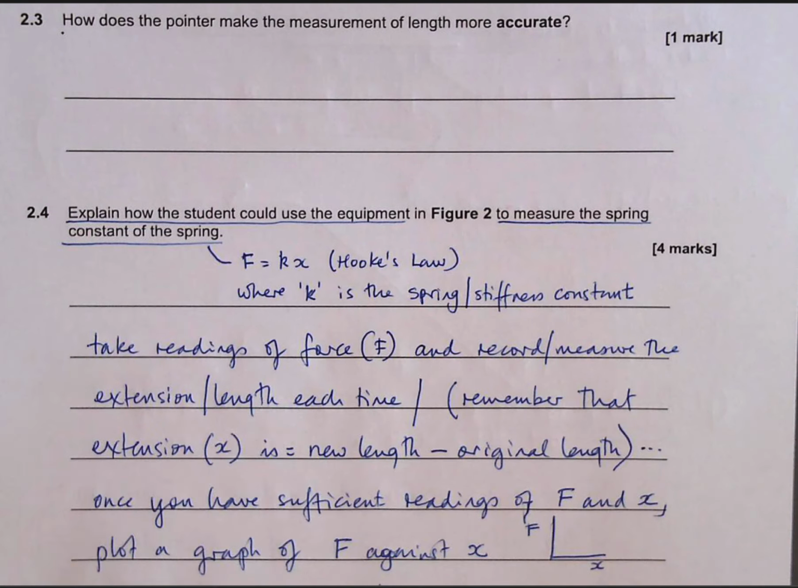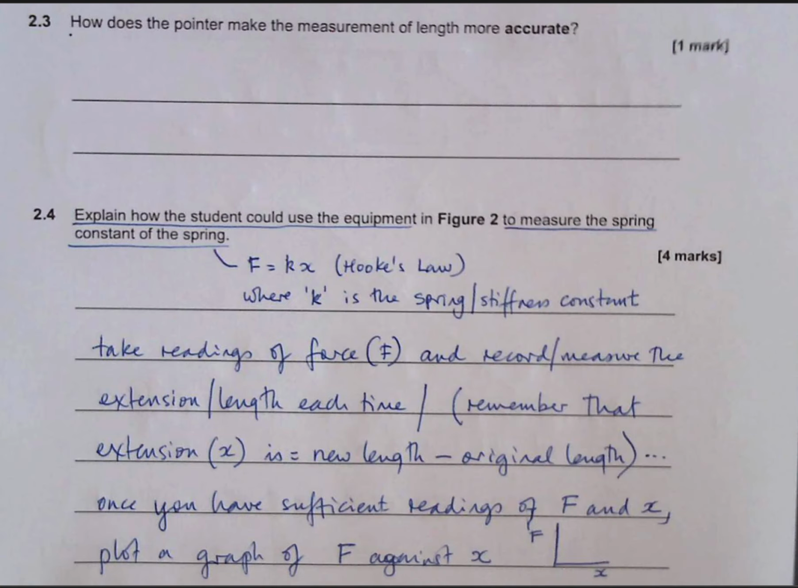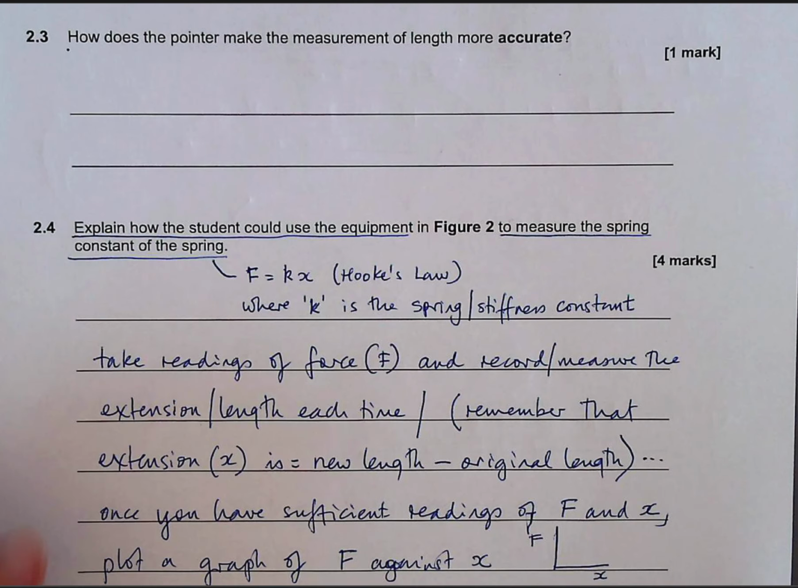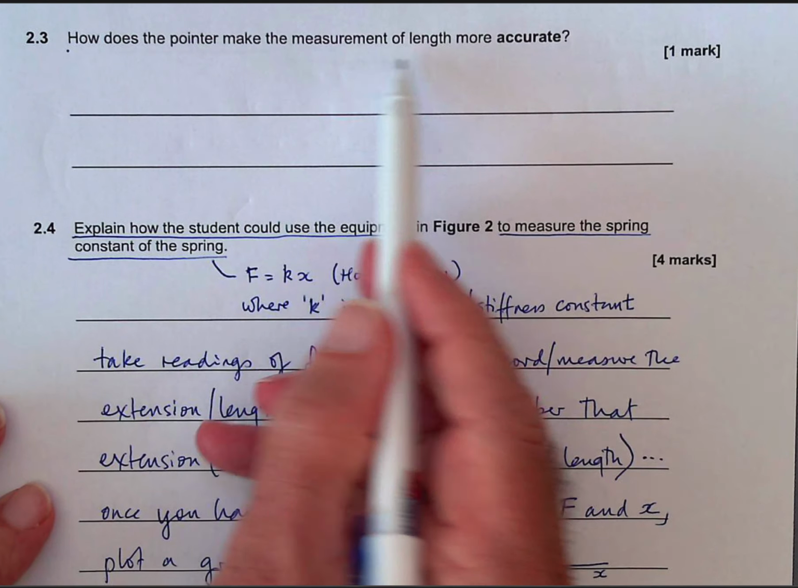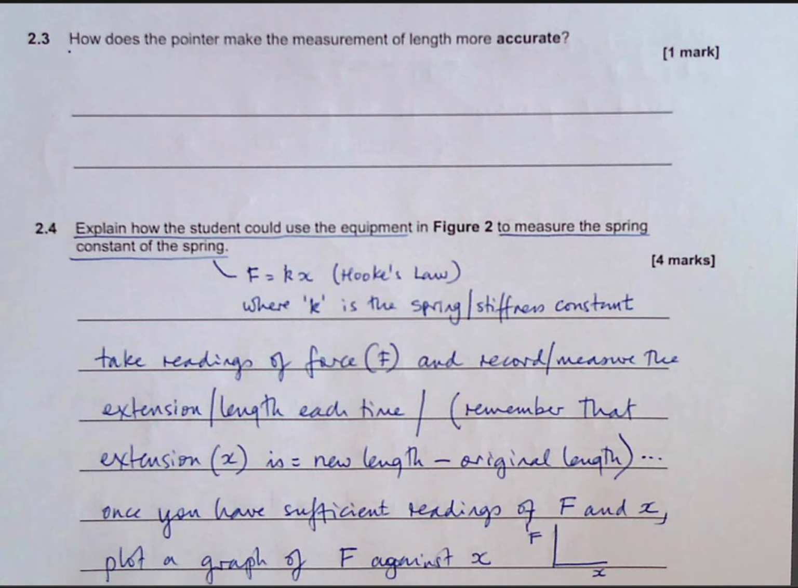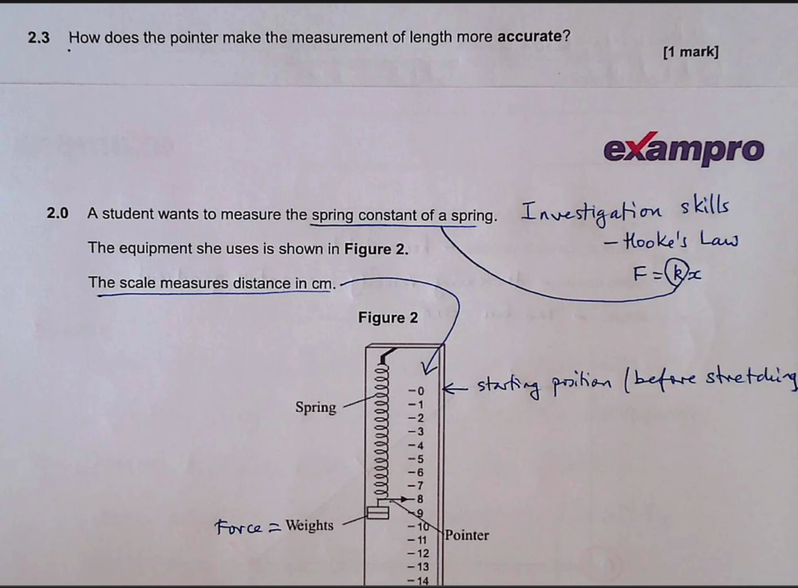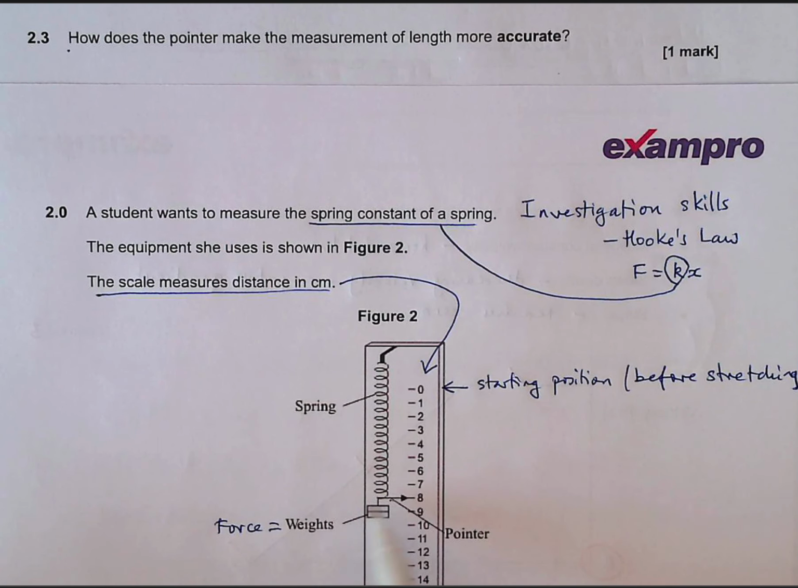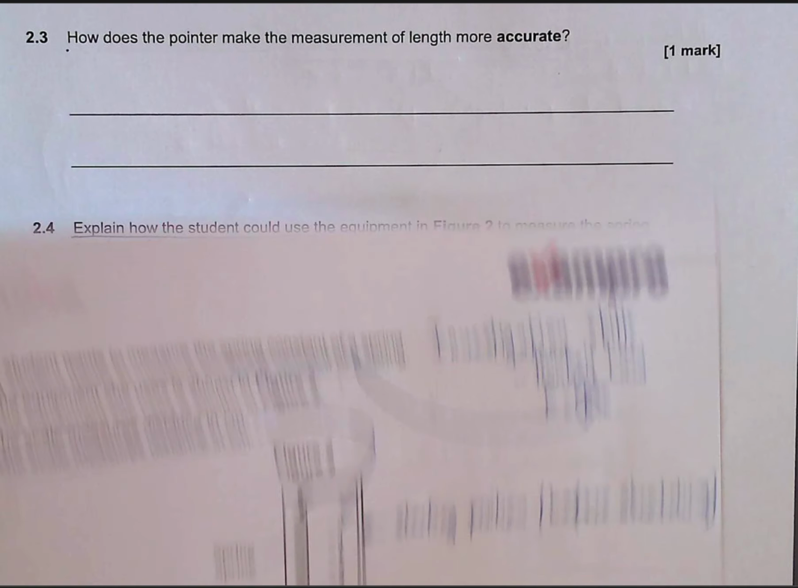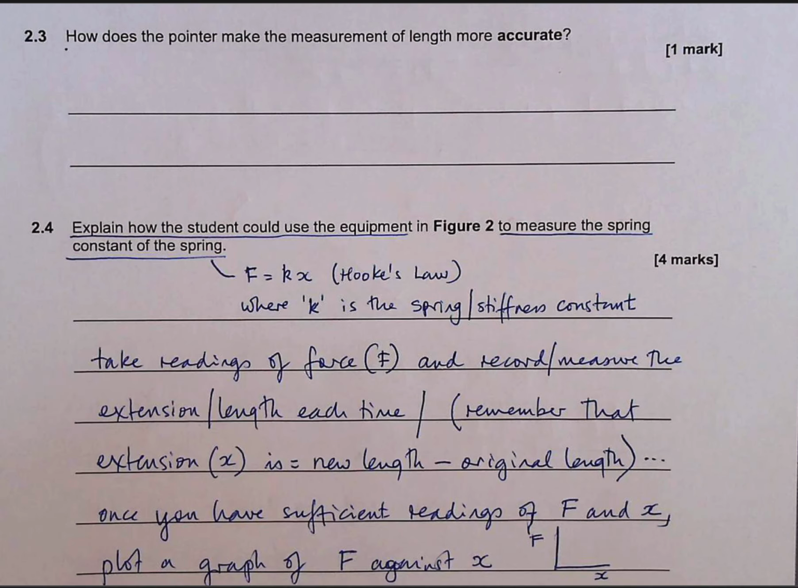And now we're going to the next part of question 2, which says, how does the pointer make the measurement more accurate? Well, that's what we were talking about before. So if you look at the pointer, it allows you to get rid of the parallax errors. A bit like tennis judges, it's easier to read the scale.